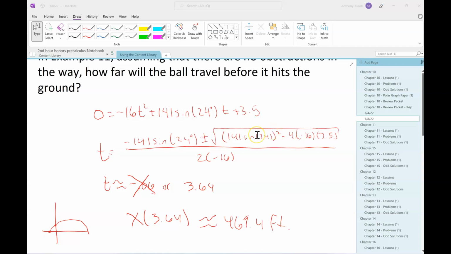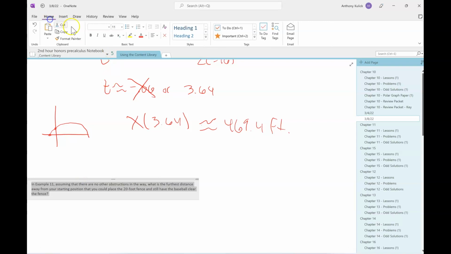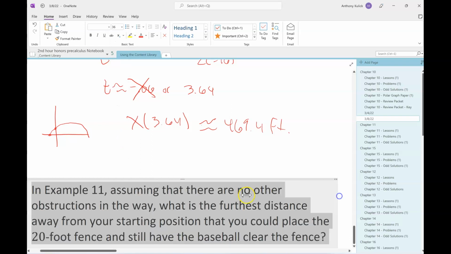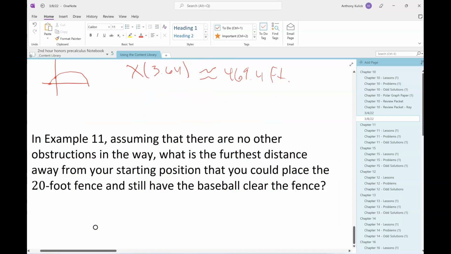Are we almost out of time here? Well, we probably won't get to answer this today. Somebody needs to remind me to answer this next time. But in the meantime, you can think about this same situation with old Jeffy there. Assuming there are no other obstructions in the way, what is the furthest distance away from your starting position that you could put that 20-foot fence and still have him clear the fence? Like, how far away could the fence have been and still have him hit a home run? You can think about that for next time.